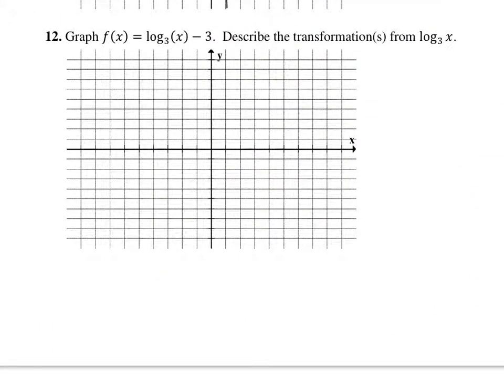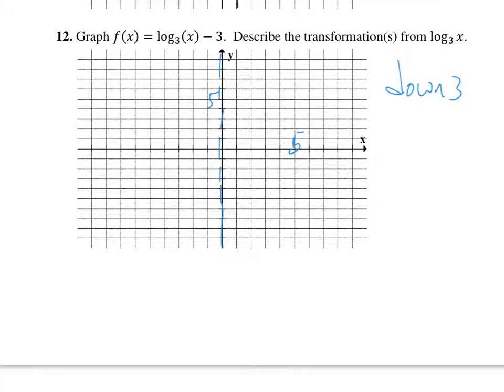Okay, here we're going to go just down 3. So we have the same asymptote. Our asymptote is the y-axis here. 1, 2, 3, 4, 5. Label it up. Okay, but it's going to go down 3. So 1, 2, 3. Again, if you want, you can go ahead and put a little dotted line here.